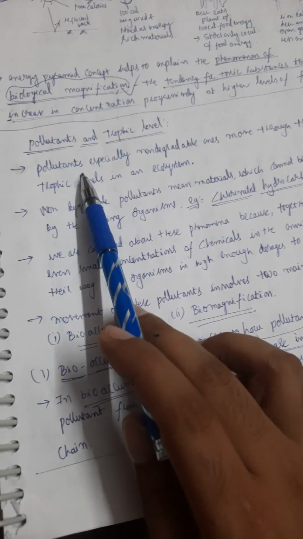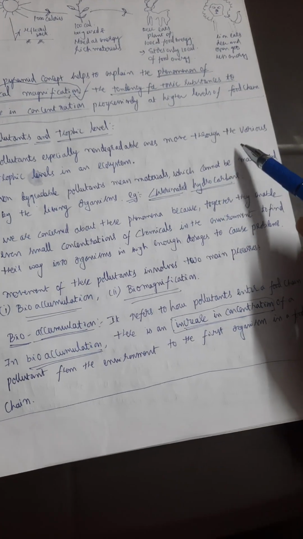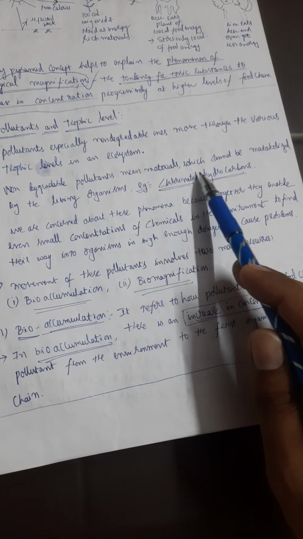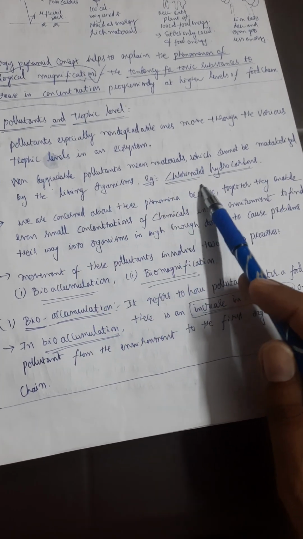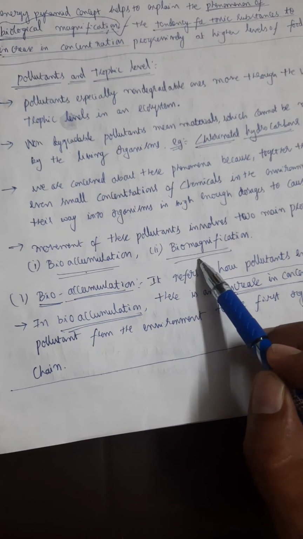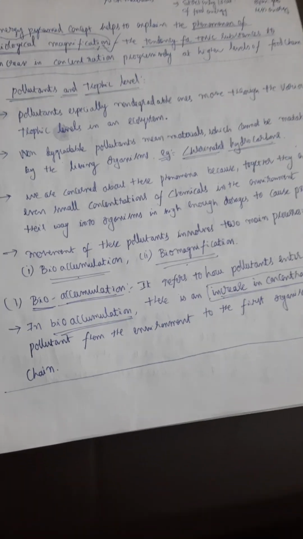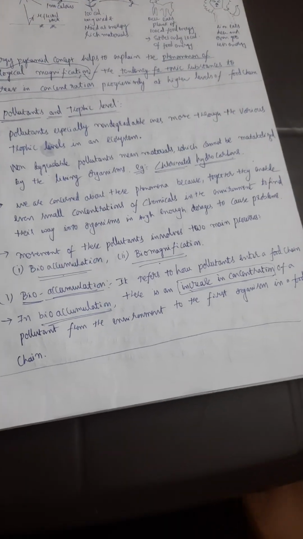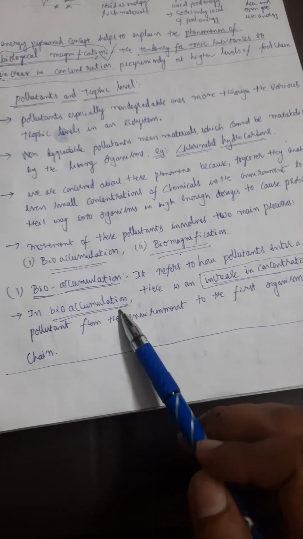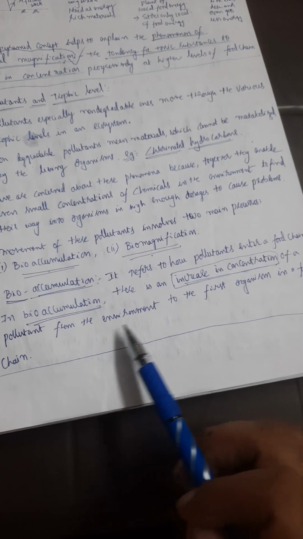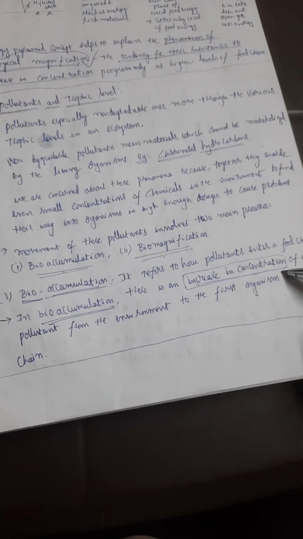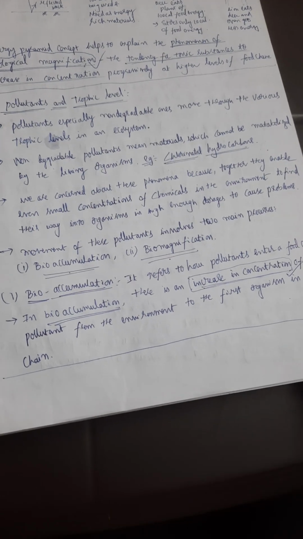Pollutants at trophic levels: pollutants, especially non-degradable ones, move through various trophic levels in an ecosystem. Non-degradable pollutants are materials which cannot be metabolized by living organisms, for example chlorinated hydrocarbons, CHC. Both bioaccumulation and biomagnification are concepts of pollutants, describing how the pollutant concentration increases as it moves through the ecological pyramid. What is bioaccumulation? It refers to how pollutants enter a food chain. In bioaccumulation, there is an increase in concentration of a pollutant from the environment to the first organism in a food chain.